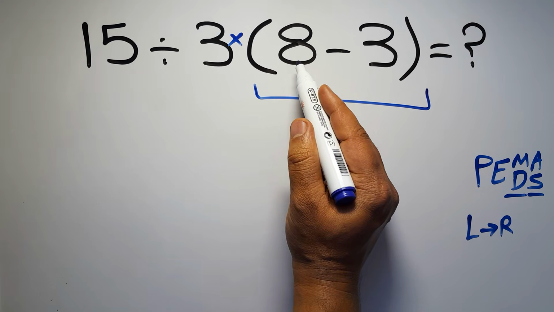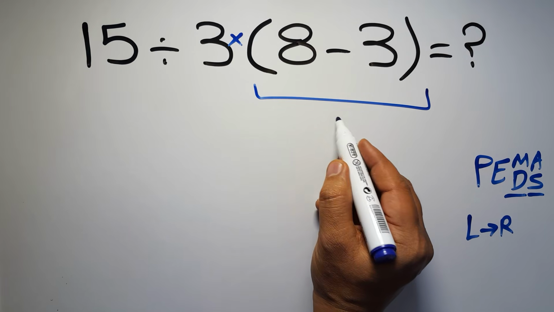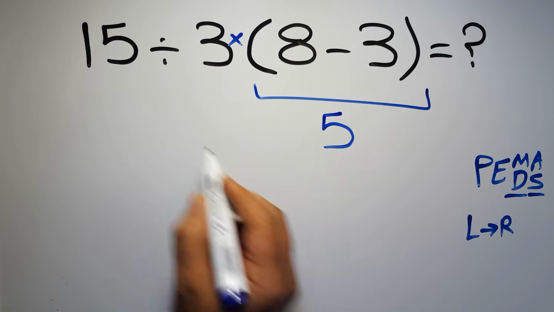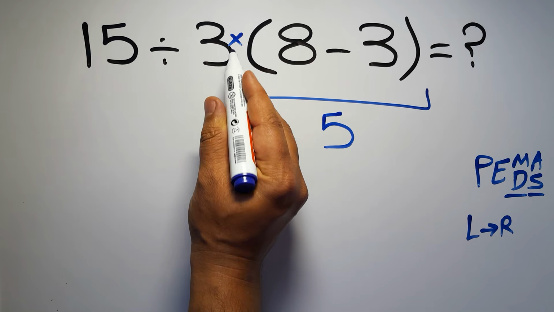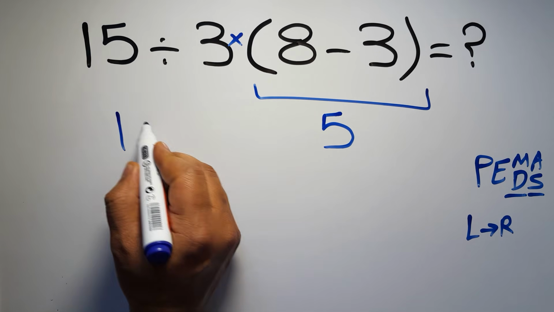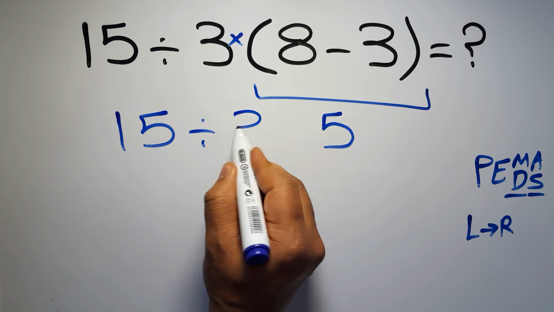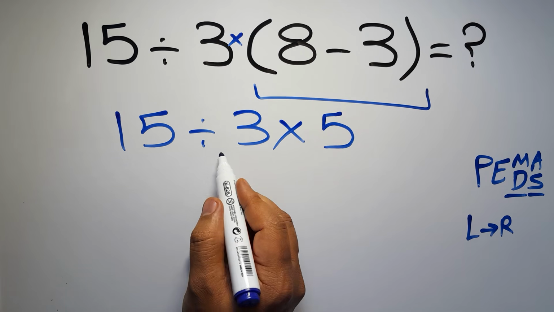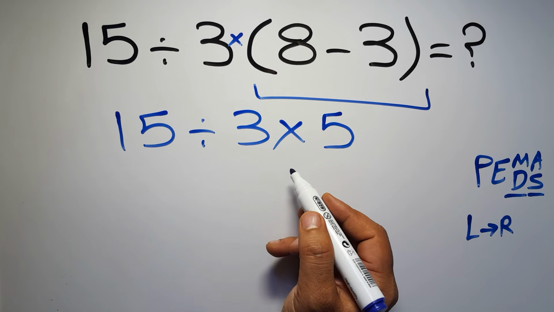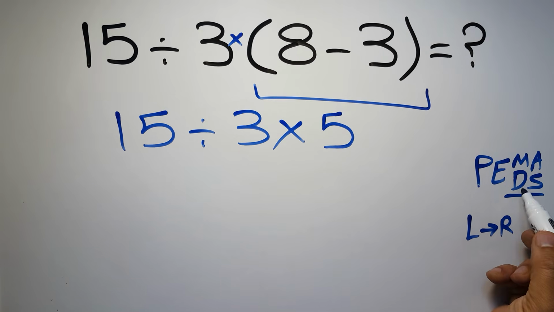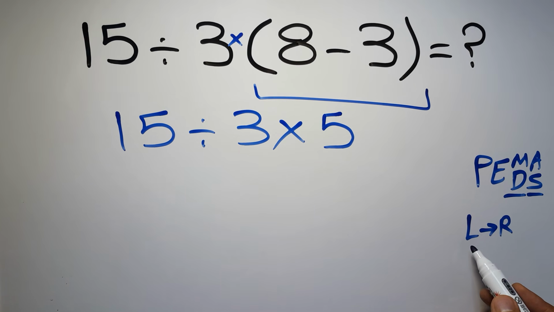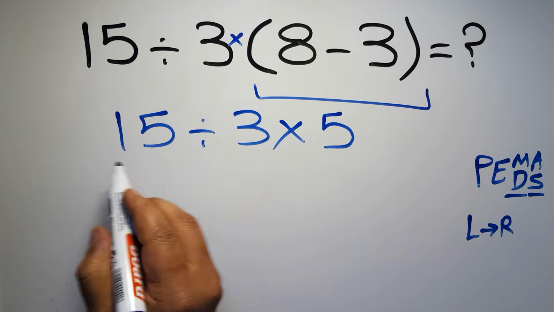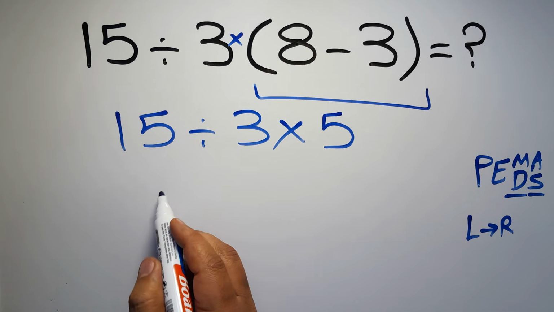Inside this parenthesis, we have 8 minus 3, which equals 5. So 15 divided by 3, then times 5. Now we have one division and one multiplication. As I said, multiplication and division have equal priority, and we have to work from left to right. So here first we have to do this division.